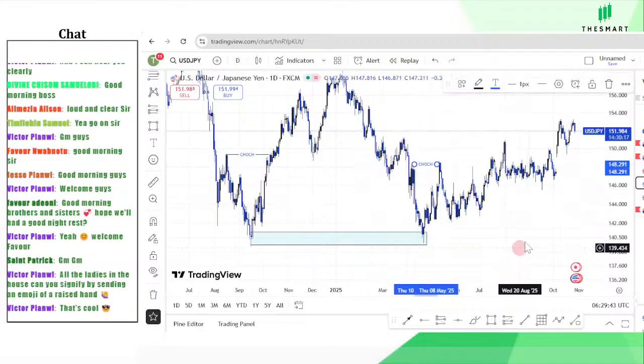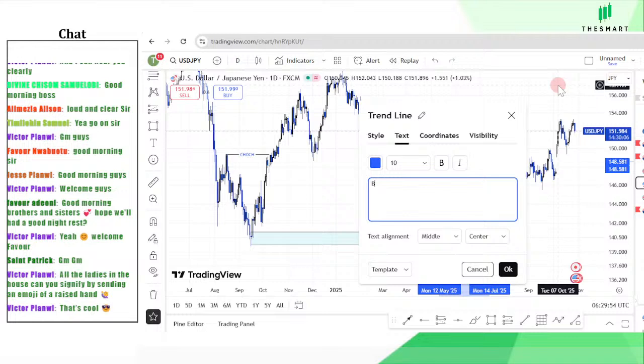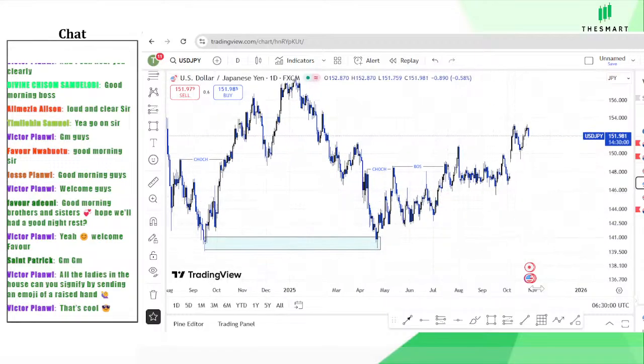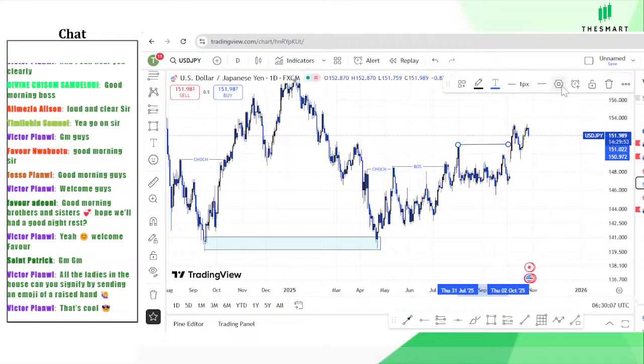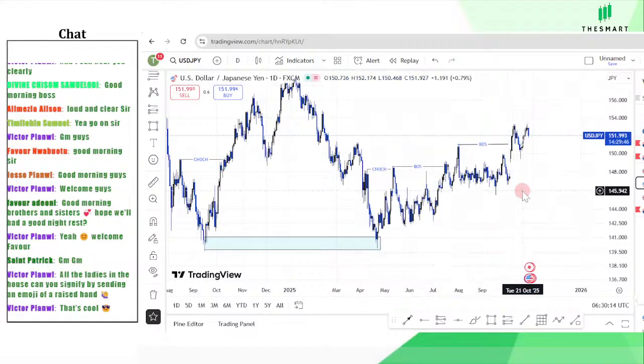So this is a change of character on the daily. We have our breakout structure here. And we have another breakout structure on the daily at this point. So this is what we have on the daily.